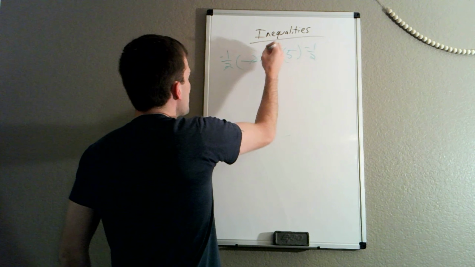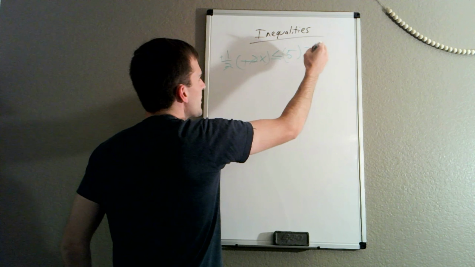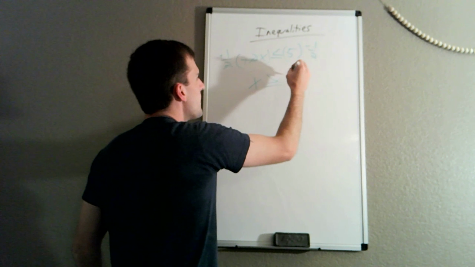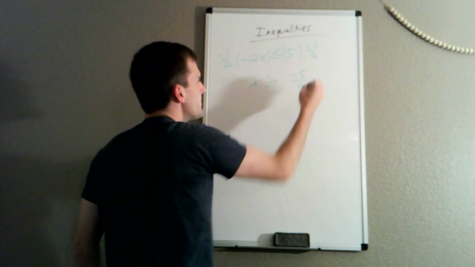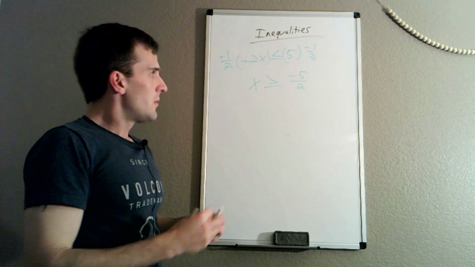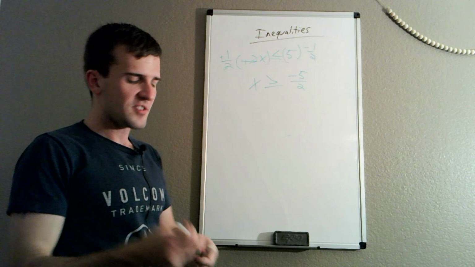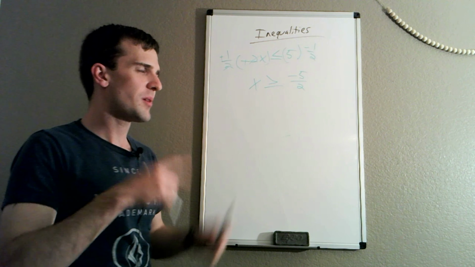So this will cancel out, the 2's will cancel out, the negatives will cancel out, and you're going to get x, again flip the sign, is greater than or equal to negative 5/2. And if it's not quite obvious at first why you flip the sign, you can consider just two numbers, not an equation, nothing involving x. You can consider two numbers and then multiply both sides by negative 1 and see what happens.